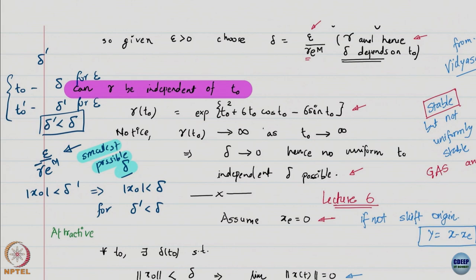of t0, okay? Now, the important thing to understand is whenever I am trying to find a common delta that is independent of t0, I have to hunt for the smallest delta. I hope this is sort of evident, okay?